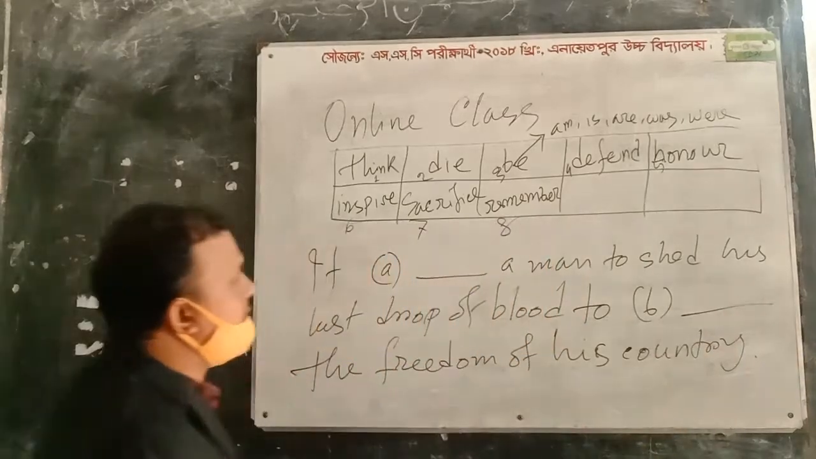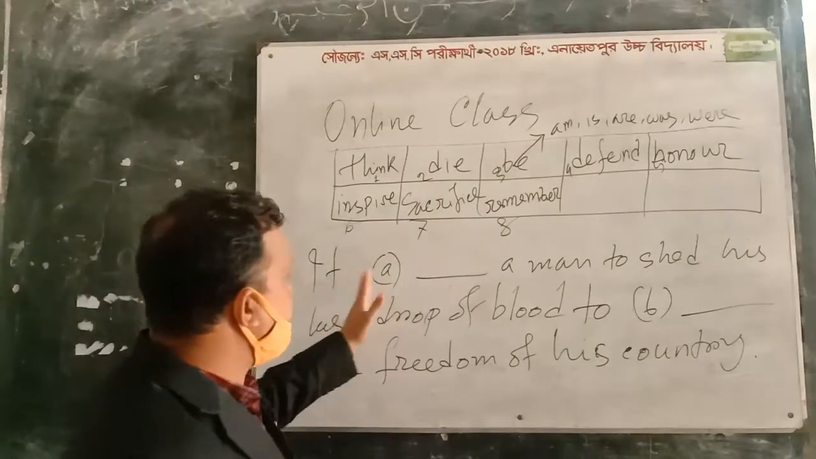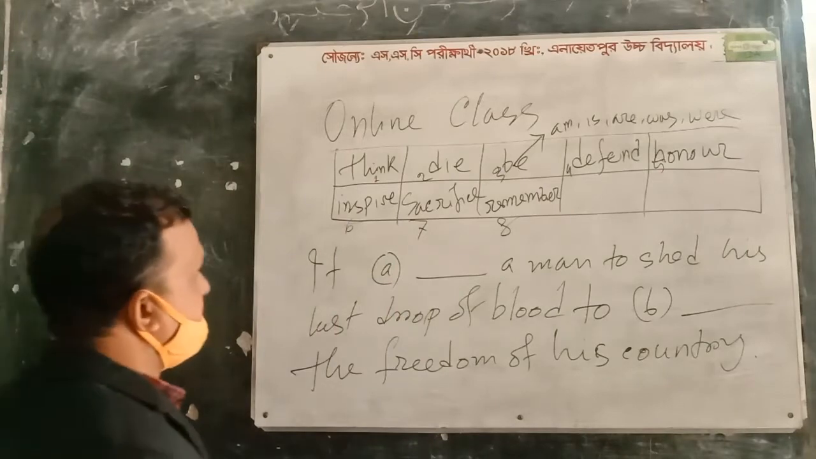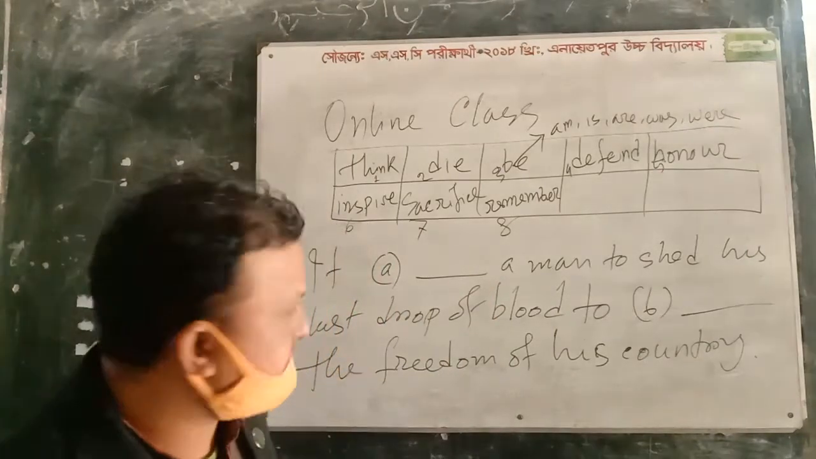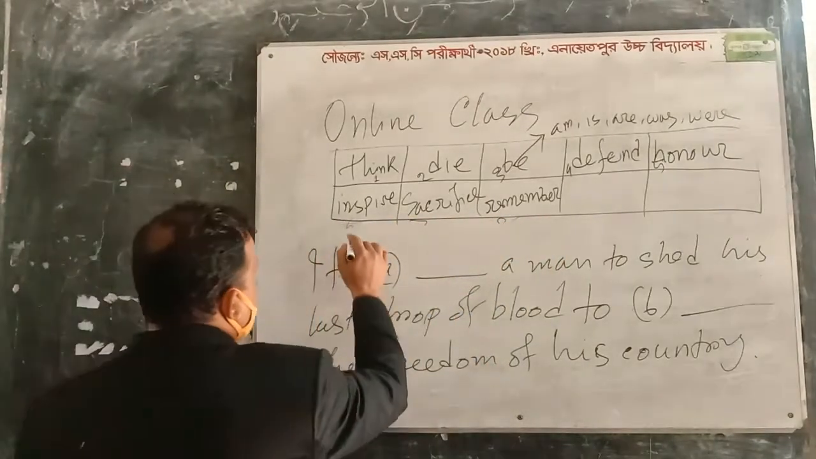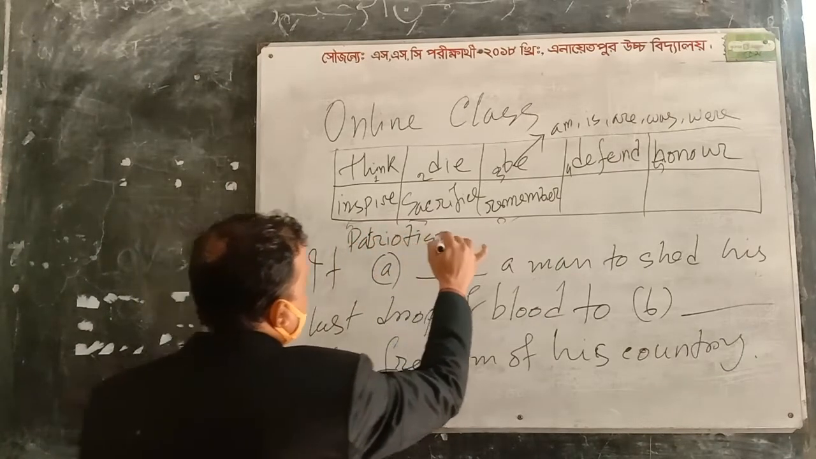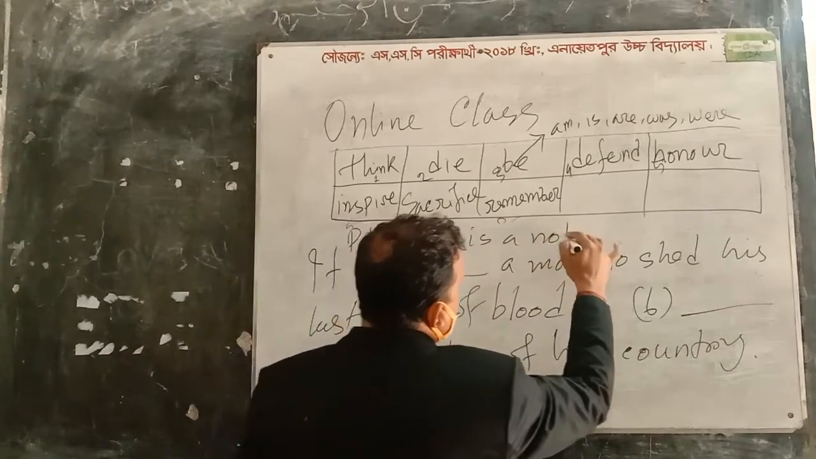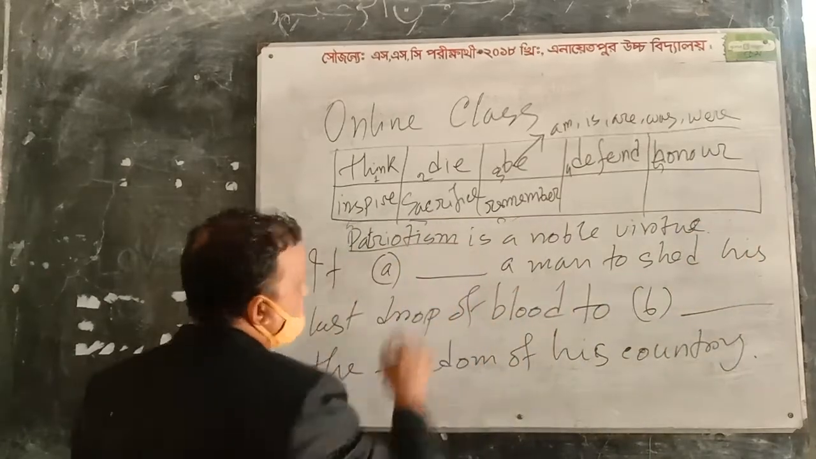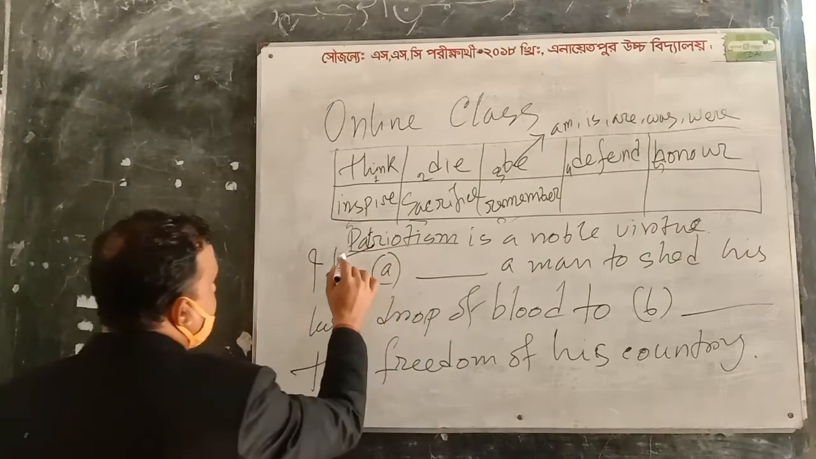So there are two problems here. You can use a verb from the box in this sentence. So, it dash a man. The main topic is patriotism. The first sentence: patriotism is a noble virtue. Patriotism is a noble virtue. So this is the first sentence, patriotism.